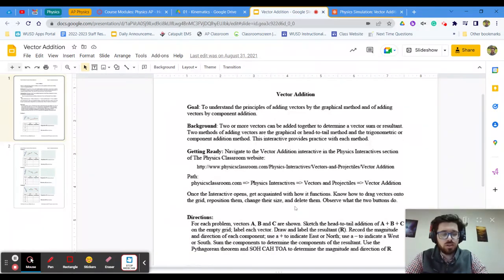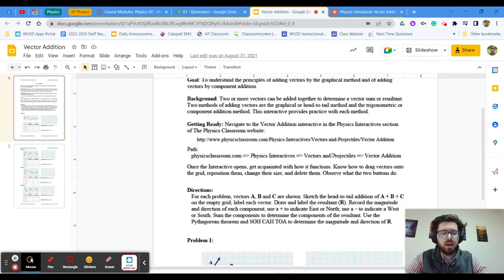So I did mention vector addition in class. And the slides that I posted on Tuesday go over the technique for adding vectors. But I'm going to go ahead and talk about it now, and I'm also going to show you guys using the simulation. And so this activity uses the simulation.